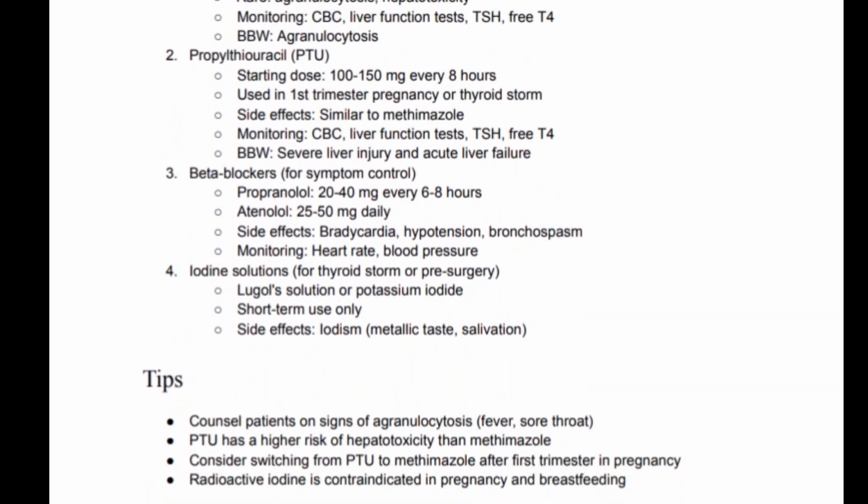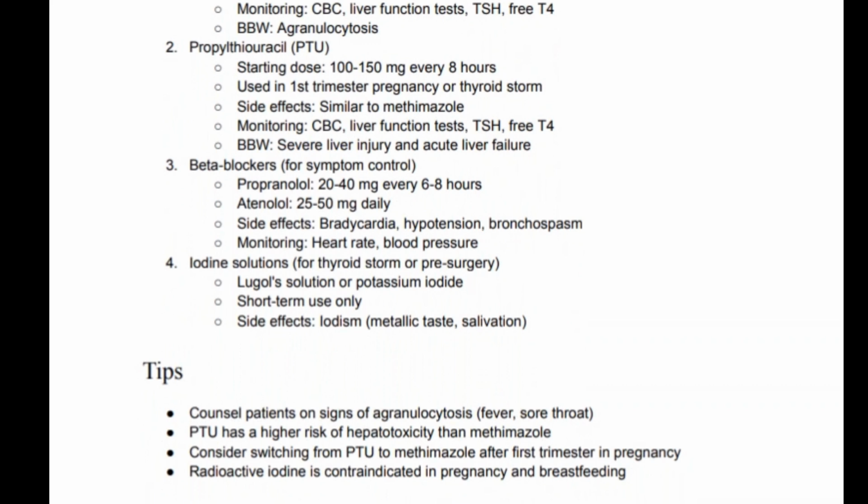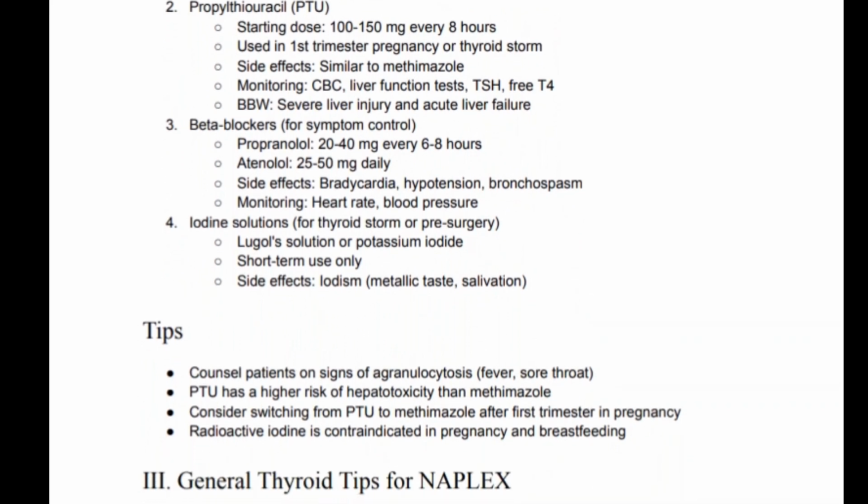Okay, let's review our mnemonics for thyroid disorders. Mom's so tired was for hypothyroidism. That one really stuck with me. It's so comprehensive. It is. Let's break it down one more time.